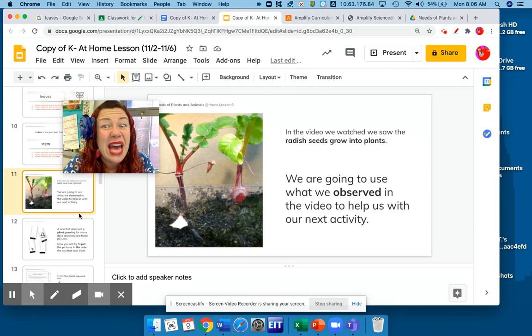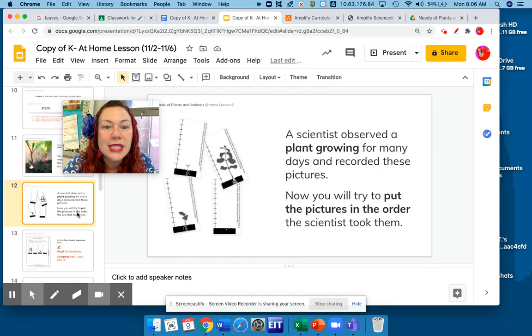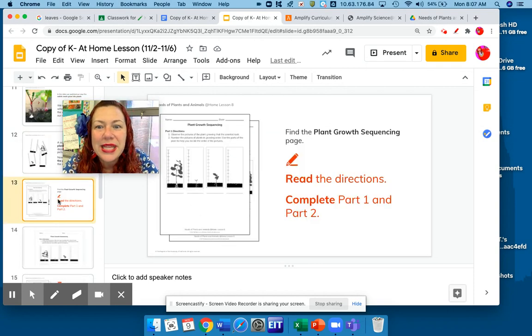Last week we watched radish seeds growing into plants. Well, today you're going to look at these cool plant cards. We've got 1, 2, 3, 4 plant cards. I want you to put them in order for me. Here's what they look like.